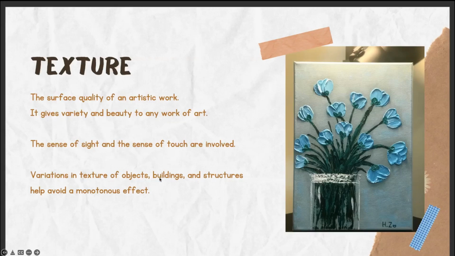So variations in texture of objects, buildings, and structures help avoid a monotonous effect. So in a way, this is the goal of this element, to avoid a monotonous effect on the art. So we vary the texture in the artistic work or in the artwork to have no monotonous effect. Okay, so that's another element.